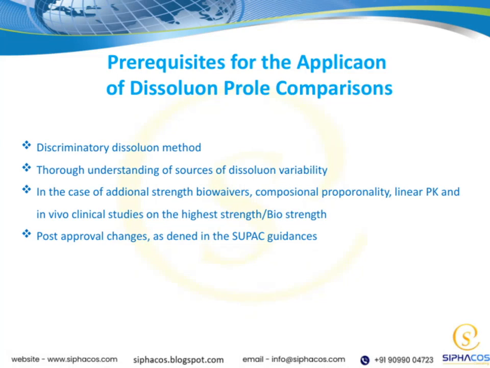Let's delve into the discriminatory dissolution method. It's crucial to thoroughly understand the sources of dissolution variability, as this helps us interpret how our products behave under different conditions. When considering additional strength biowaivers, we look at factors like compositional proportionality, which ensures the formulation remains consistent across strengths. We also rely on linear pharmacokinetics and in vivo clinical studies conducted on the highest strength or bioequivalent strengths to support our case.